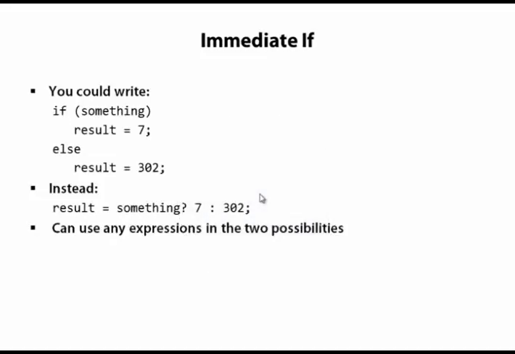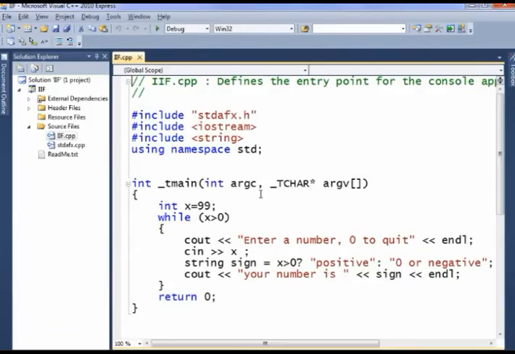Simple demo for immediate if. To make it not entirely trivial, I also thought I'd show you another idiom for the let's keep going until someone enters their signal value to quit. I showed you before with the switch, we first prompted the person, enter a number, then we went into the loop, and then we did the prompting again at the bottom of the loop.